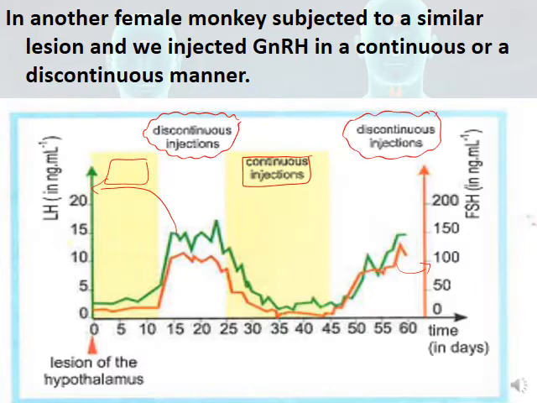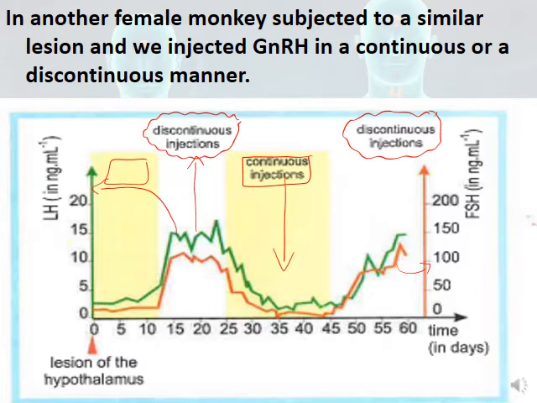That upon the lesion, we have minimum levels of LH and FSH. This lesion may be corrected by the injection of GnRH in a discontinuous manner, where the level of LH increases and that of FSH increases also. While when we inject GnRH in a continuous manner, the levels of LH and FSH decrease again. This means that the GnRH is secreted in a discontinuous manner and not a continuous manner. It's called a pulsatile manner.